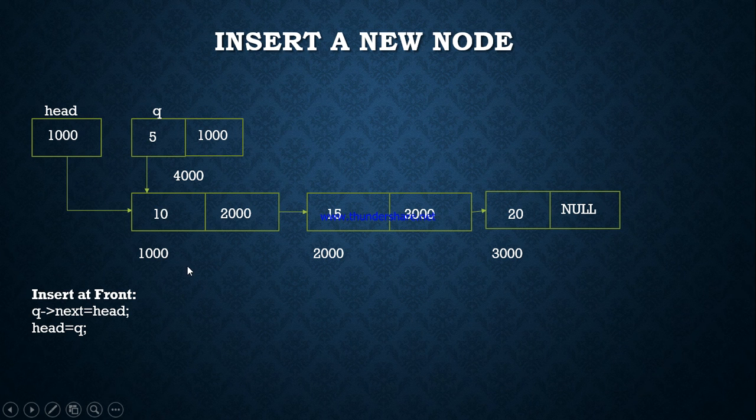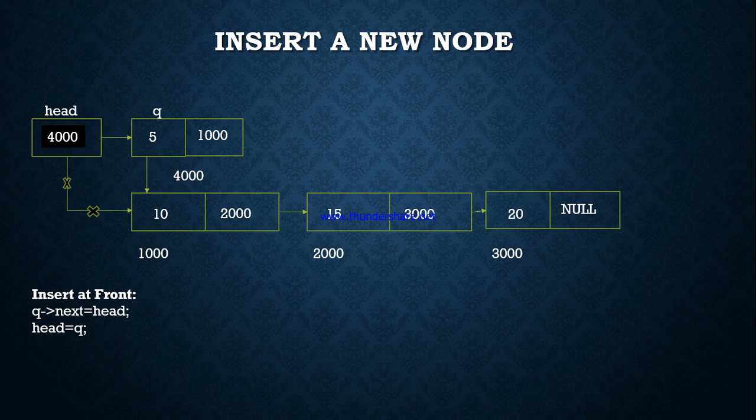Now our next logic is head equal q. That means head will store the address of new node q. So 4000 will be stored here and this node will be created, and similarly this link will be broken. So now 4000 points the node q and q points the node 1000, and this way this is the linked list. So here we have inserted the first new node q at the first position.